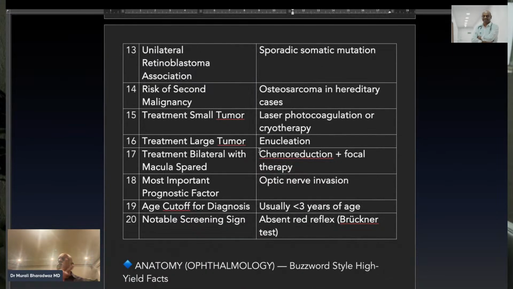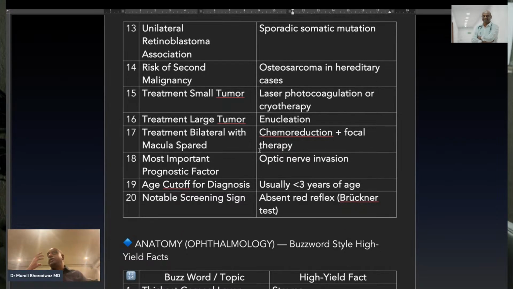Then the same RB gene will also lead to osteogenic sarcoma, which is the second malignancy that happens in case of retinoblastoma. Favorite question. What is the second most common malignancy in retinoblastoma? Osteogenic sarcoma. Then how do you treat if the tumor is small? Laser photocoagulation or cryotherapy, using cold.